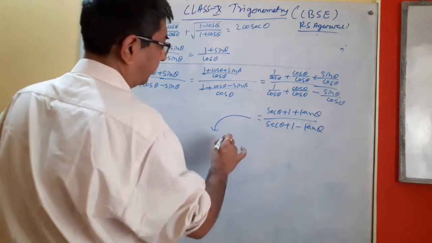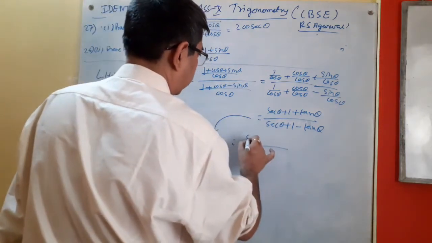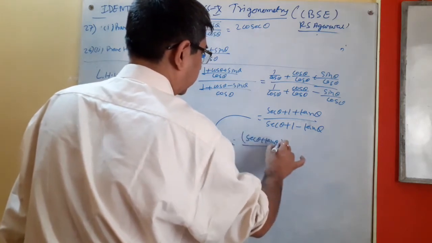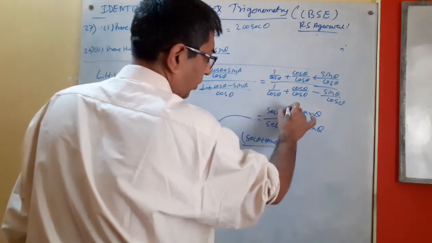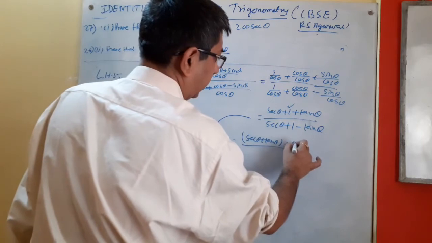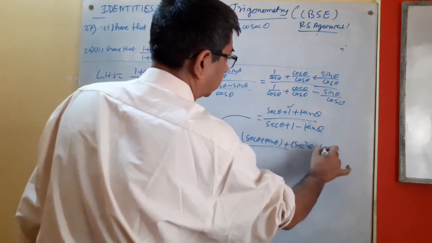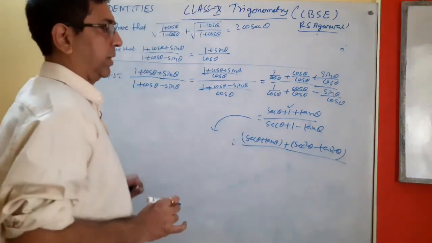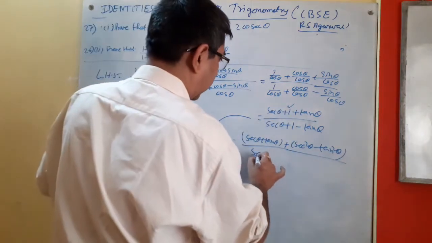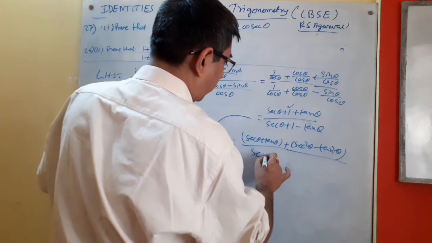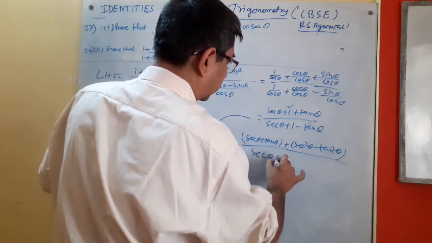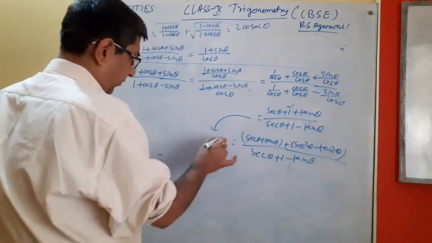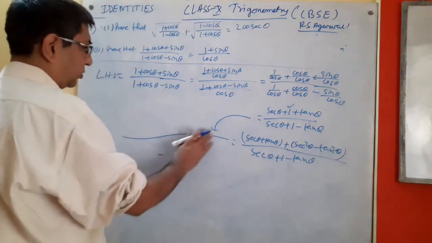Now we are coming here. Sec theta plus tan theta. Instead of 1 we are writing this one. We are writing sec square theta minus tan square theta. Because we know sec square theta minus tan square theta equal to 1. And in the denominator part we are not writing anything. Just simply leave it. So look now. From this I am coming, we need some space.